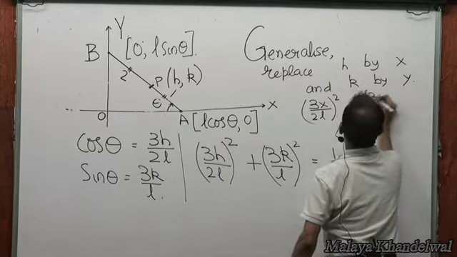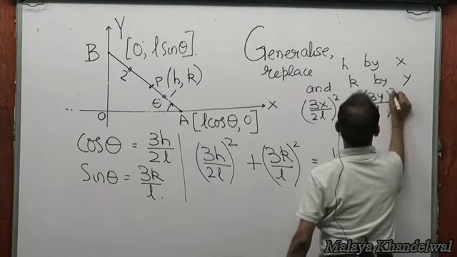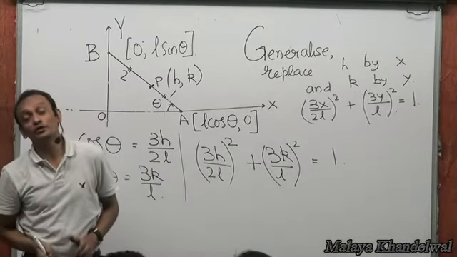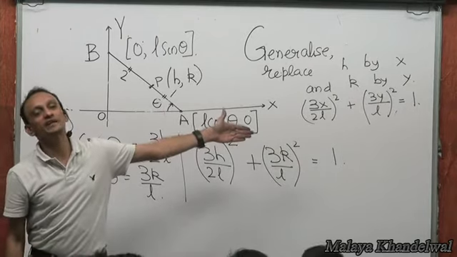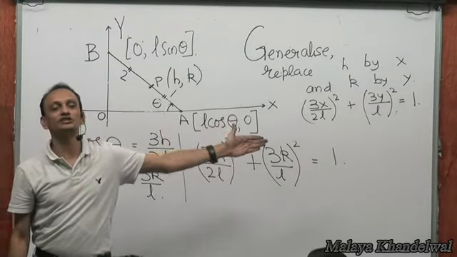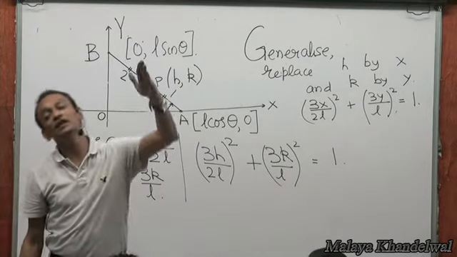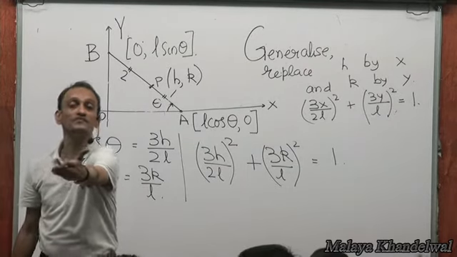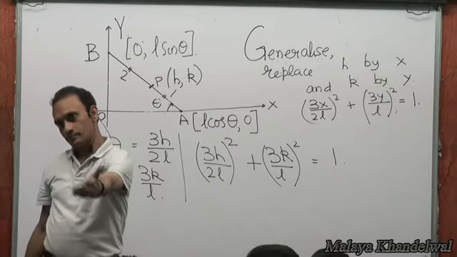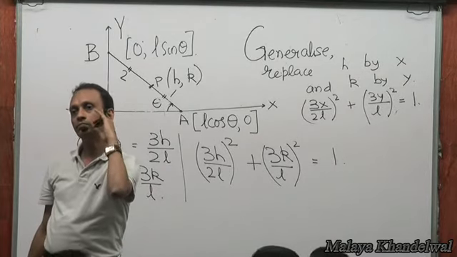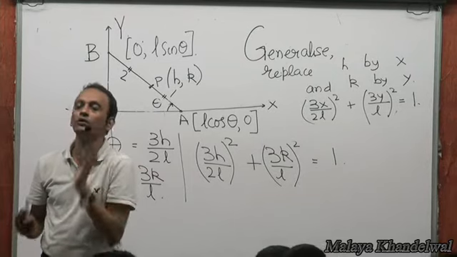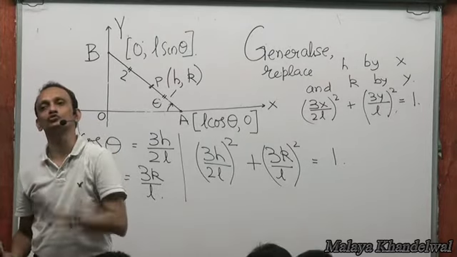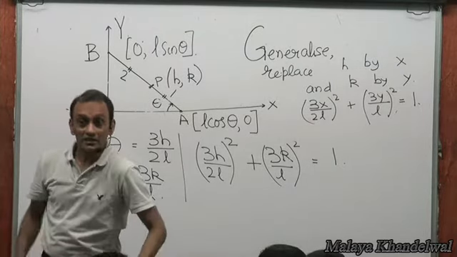Plus (3y by L) whole square is equal to 1. For any xy on the path traced by P, this condition would be satisfied. This is the algebraic relationship met by any xy on the path traced by P. How about it? Are you lost, confused, or convinced? Yes, that's the point that I'm talking of. I'm talking of the various positions of a point P which divides the ladder in the ratio 2:1. That's the condition for that point P.